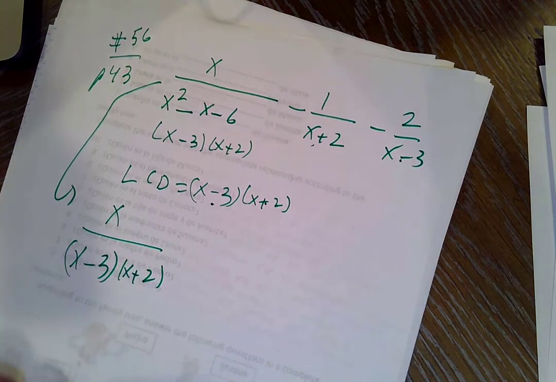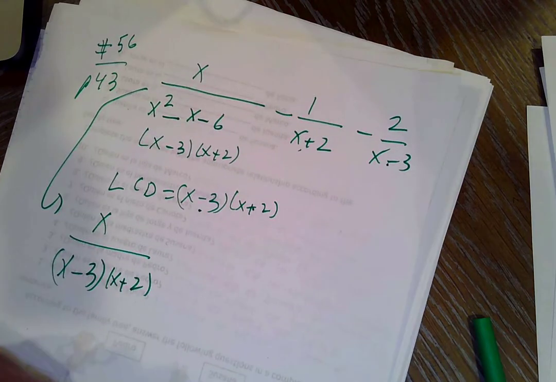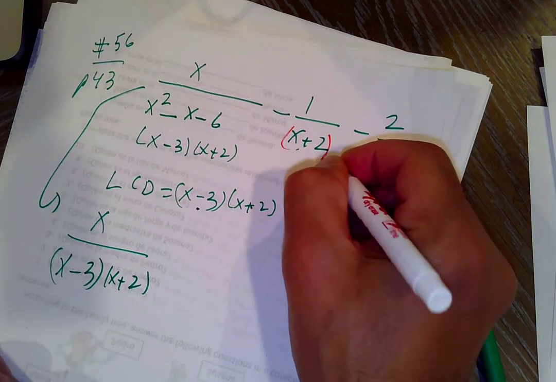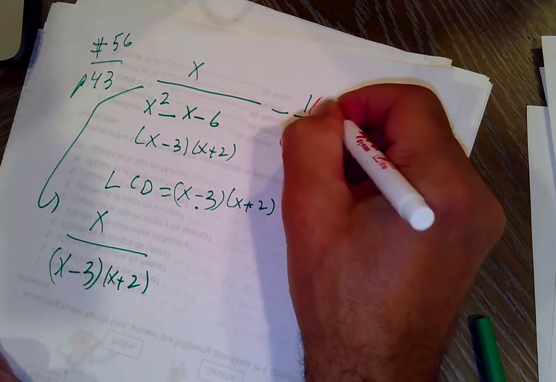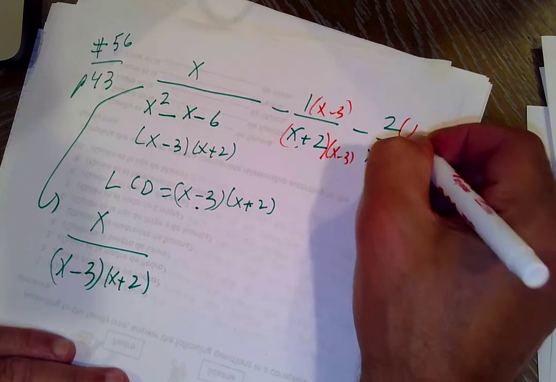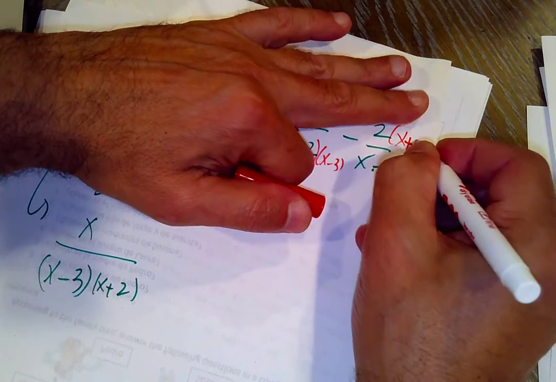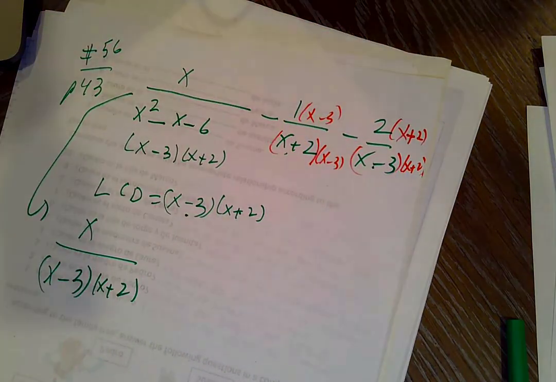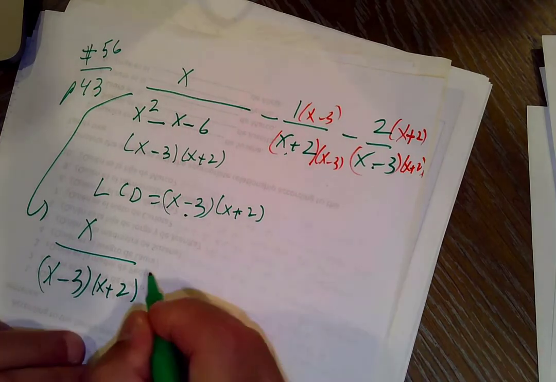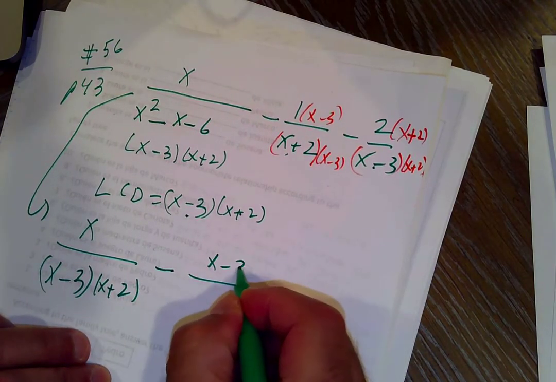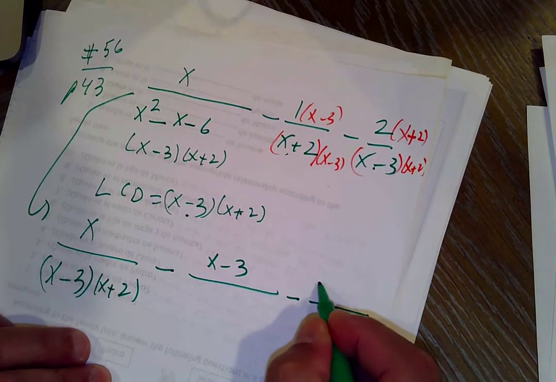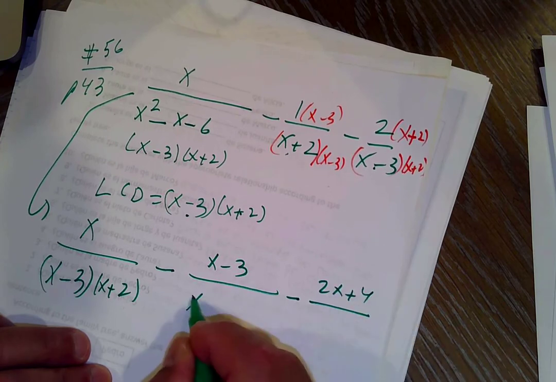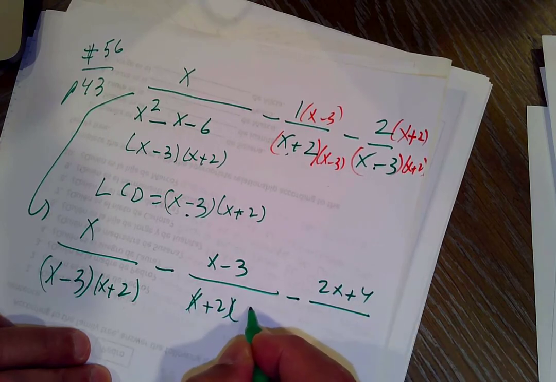at the bottom. If you look at the second fraction, you're going to times it by what's missing from the bottom, which is x minus 3. And this one, x plus 2, times it by x plus 2. So you have minus 1 times x minus 3, and then minus 2x plus 4 over the LCD.